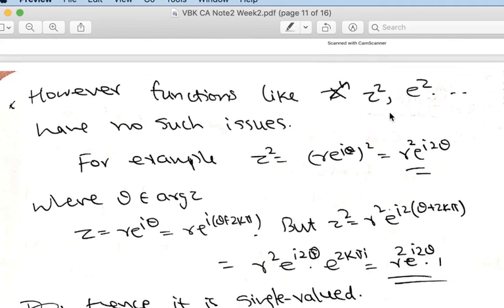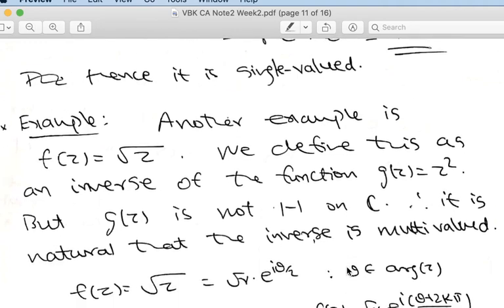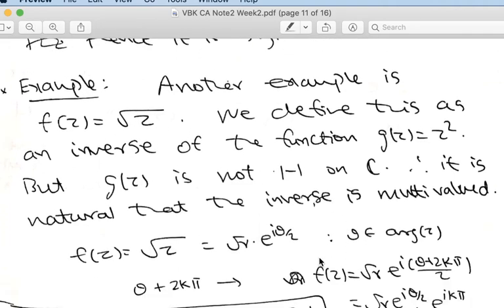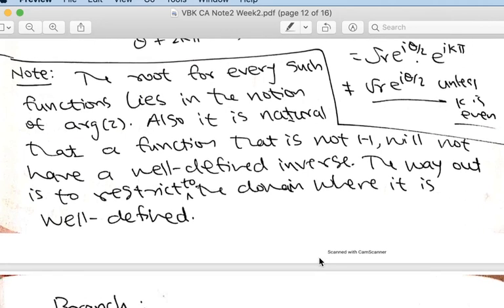However, functions like z square or the exponential function don't have such a problem, because in z square, the argument again comes into the picture, but it will not contribute to the value, so it becomes 1. So this quantity becomes 1, therefore it is single valued. Similarly, exponential is single valued. But once you take the square root function, you have the same issue. So you can see that issue. The root of the problem for every such function lies in the notion of argument. Also, it is natural that a function that is not 1-1 need not have a well-defined inverse.